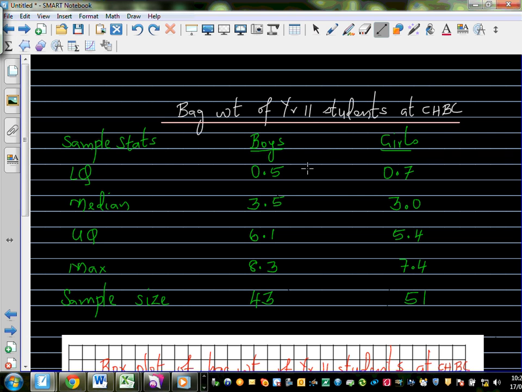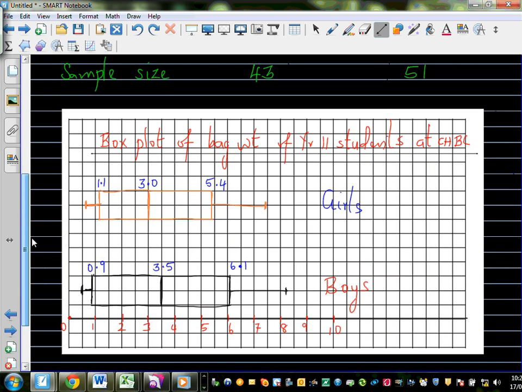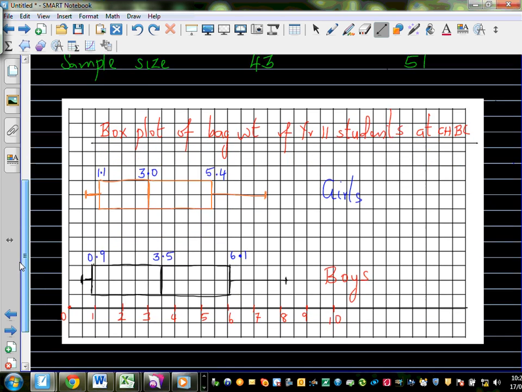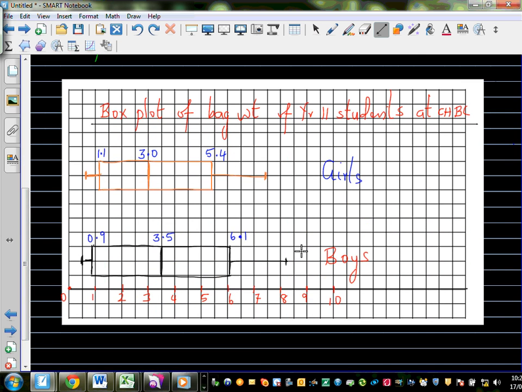We start with the question whether boys carry heavier bags than girls. That's the problem, and this is the statistics. I have drawn the box and whisker of boys and girls. For boys, this is the minimum weight, this is the maximum. That's not important. When you're comparing two sets of data, the most important thing is your box. So that's why I didn't write the minimum and maximum here. I'm only looking at the boxes.